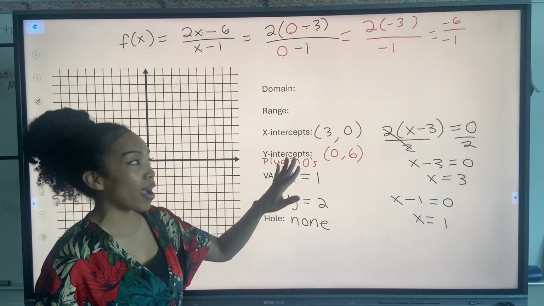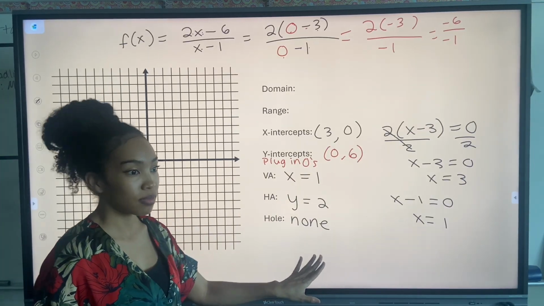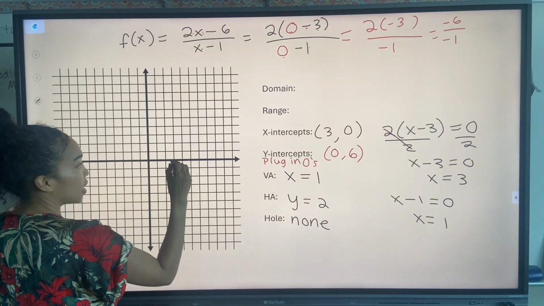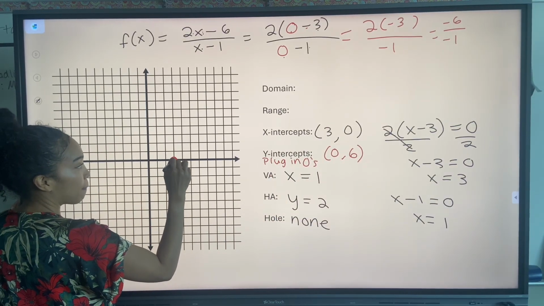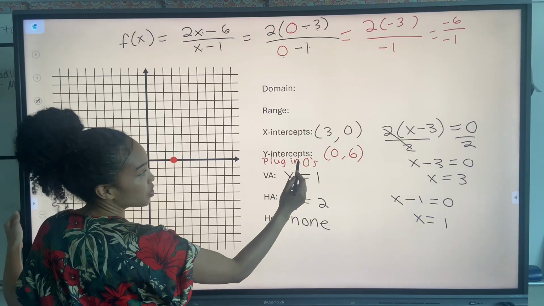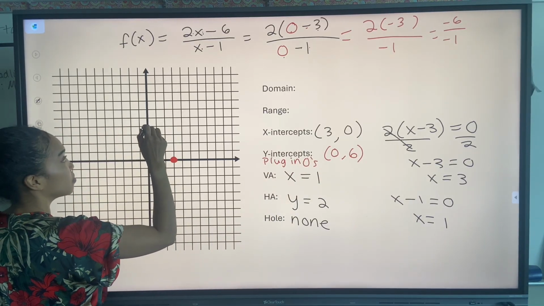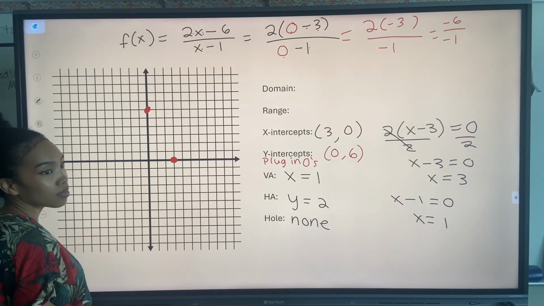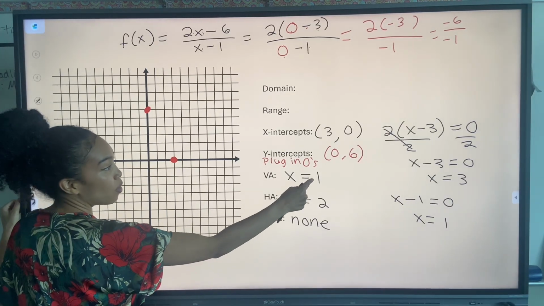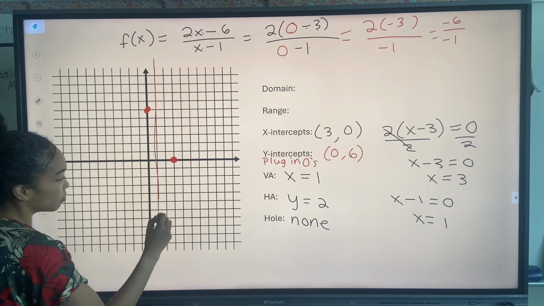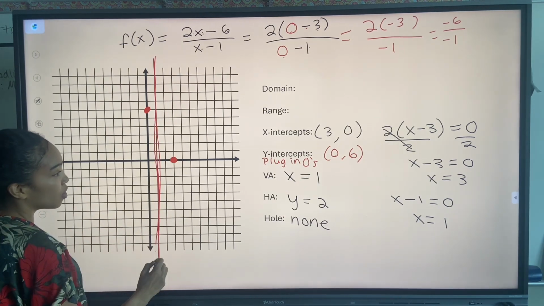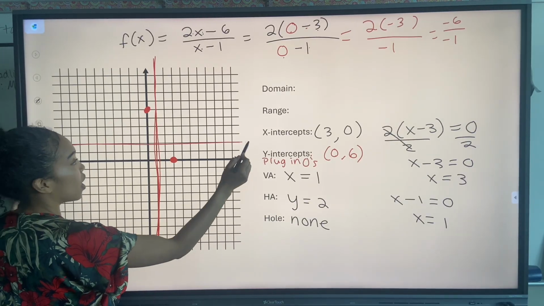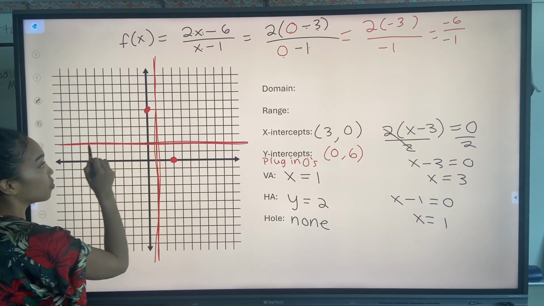Let's go ahead and graph everything that we found. Your x-intercept is at (3, 0). That is right here. Your y-intercept is at (0, 6). Your vertical asymptote is at x equals 1. Your horizontal asymptote is at y equals 2. So draw a line through the y-axis at 2.